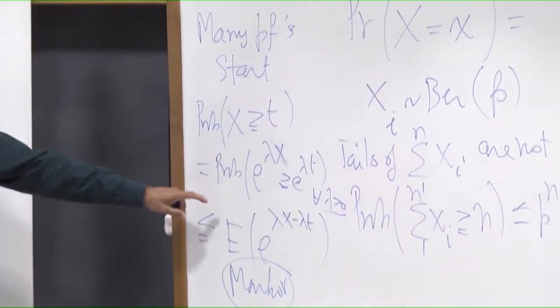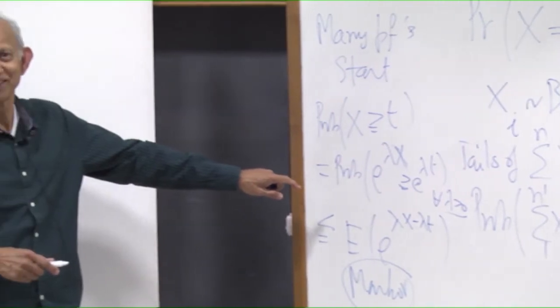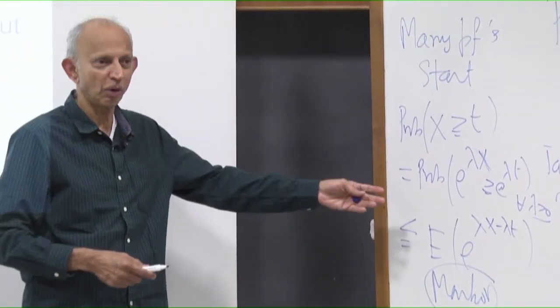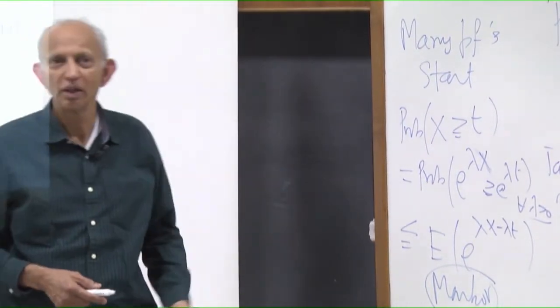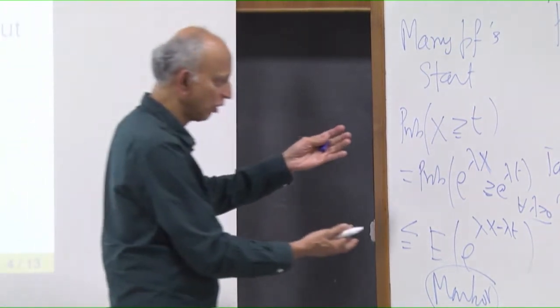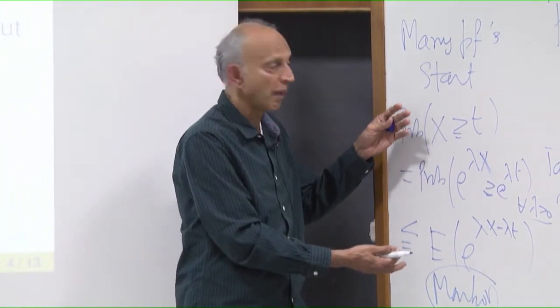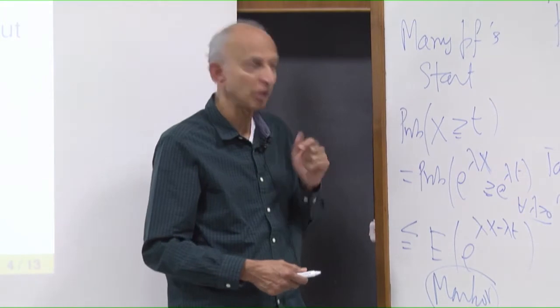Who has seen a proof that begins like this? Okay, yeah. This is called the Bernstein method, or the exponential generating function method. It's used for Chernoff, for instance, right? So many proofs start like this.